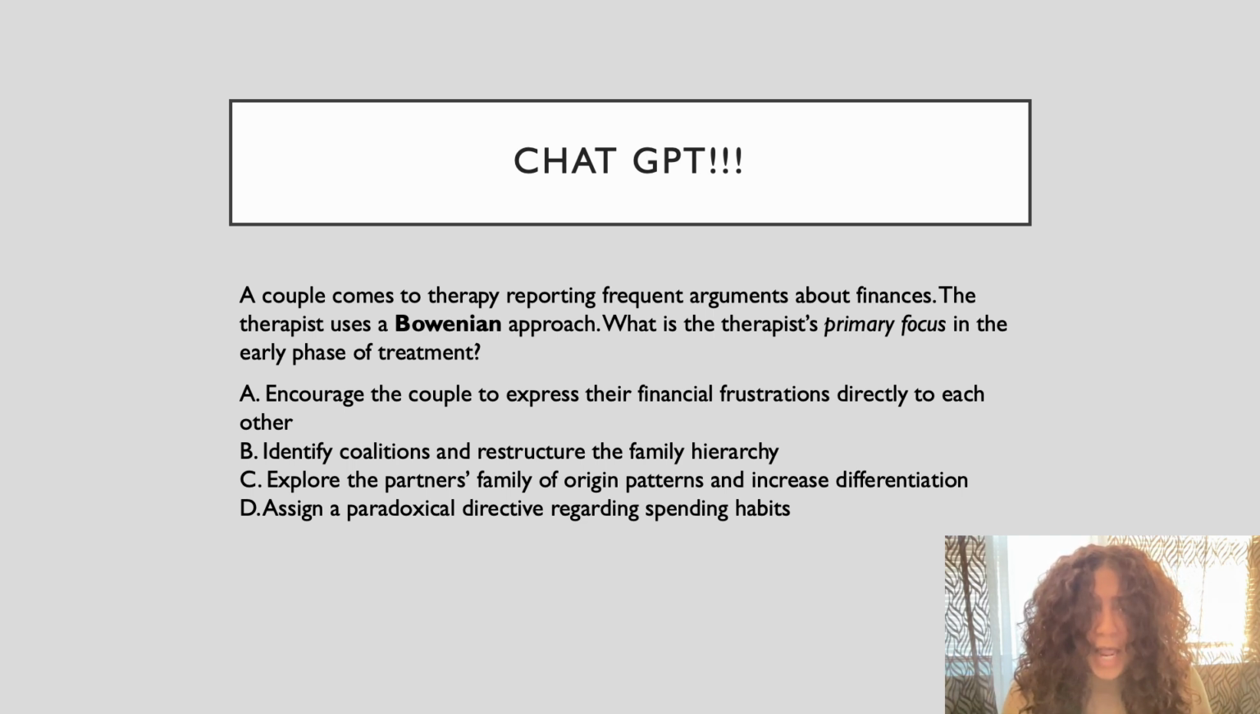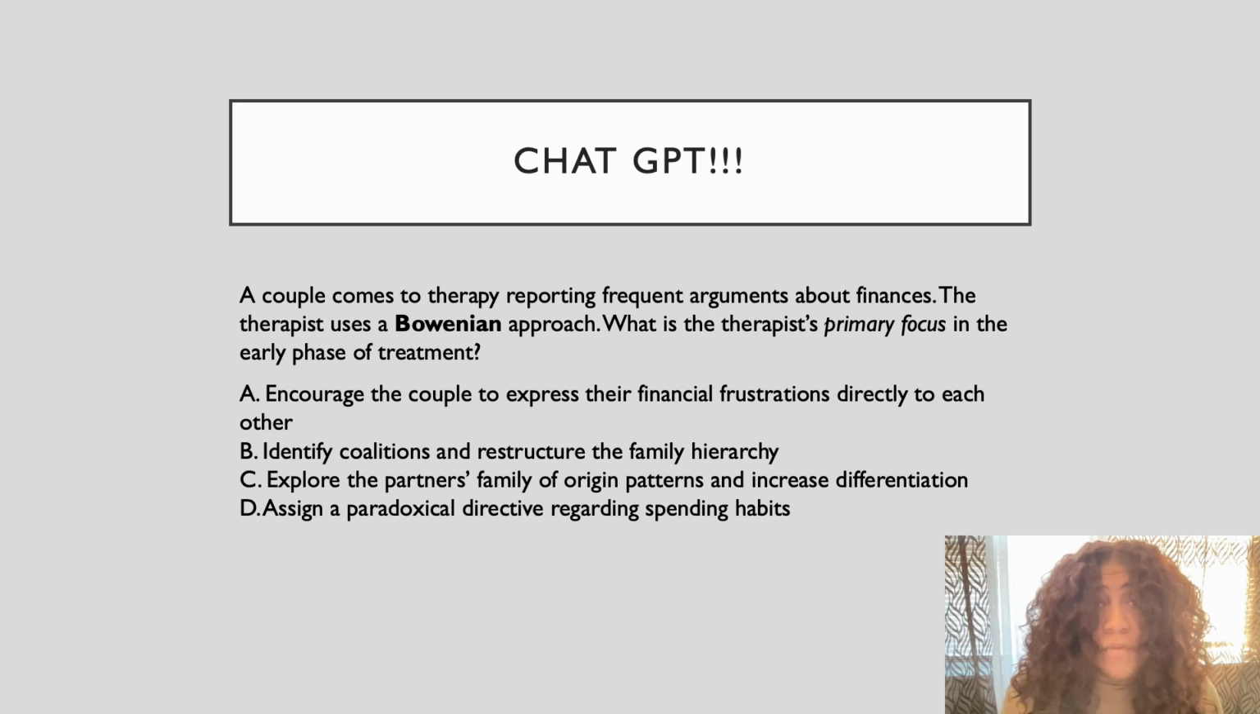This is where it comes in. This is where you know your terms to match each of your models. It asks for a Bowenian approach. B is a what type of approach? Structural therapy, right? D says assign a paradoxical directive. Stop right then and there, because as soon as we see paradoxical, we automatically know that's strategic. Strategic and Bowen are two different theories, so we're going to do away with it. That brings us back to C.